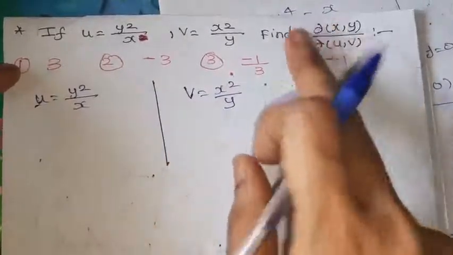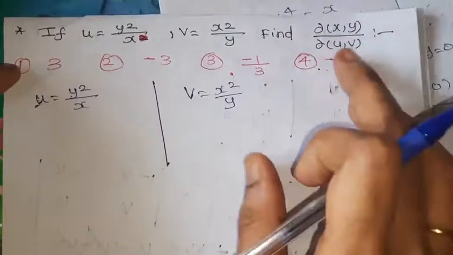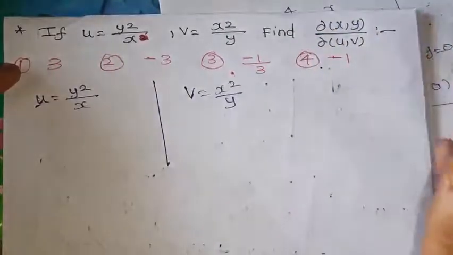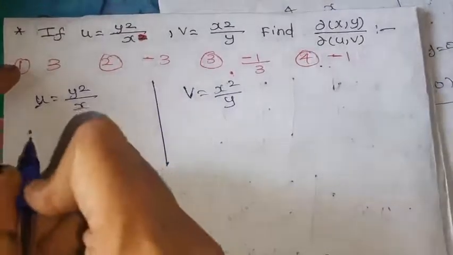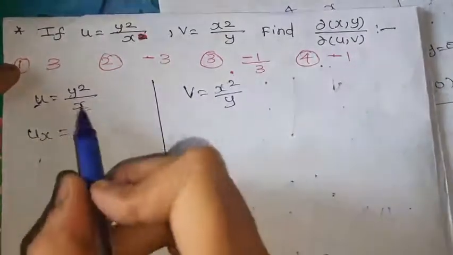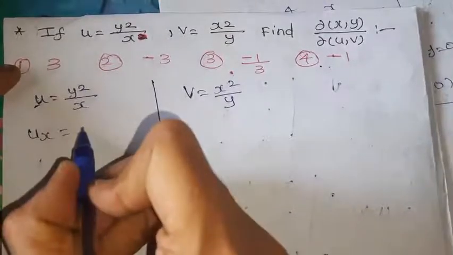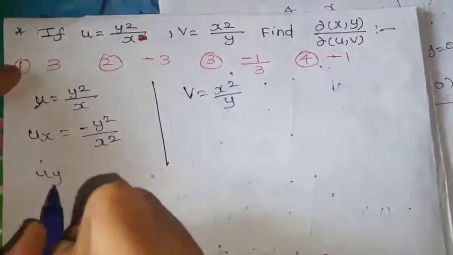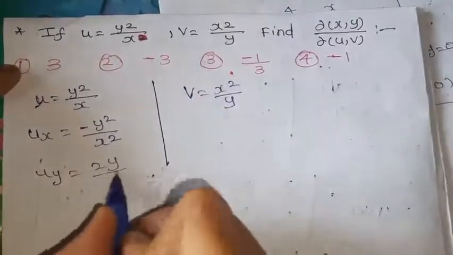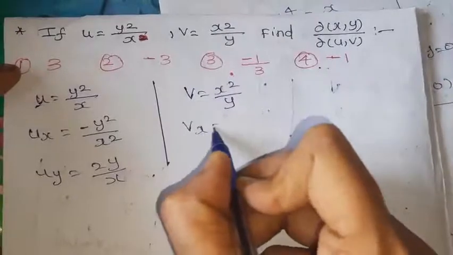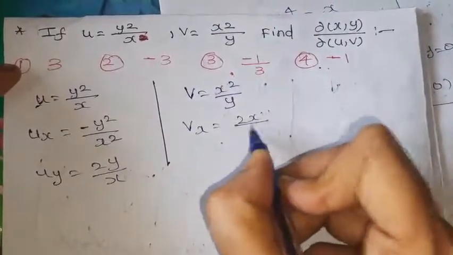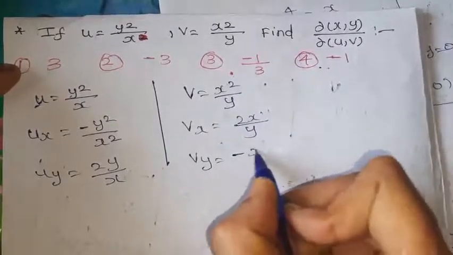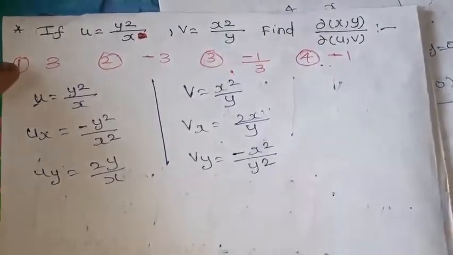Then find out the reciprocal to find out the value for the given ∂(x,y)/∂(u,v). Okay, so first we need to partially differentiate with respect to x. u_x is the derivative of 1/x, which is minus 1 by x squared, so minus y squared by x squared. Similarly u_y equals 2y by x. Then what is v_x? 2x by y. Again v_y, 1 by y in the denominator, so minus x squared by y squared.